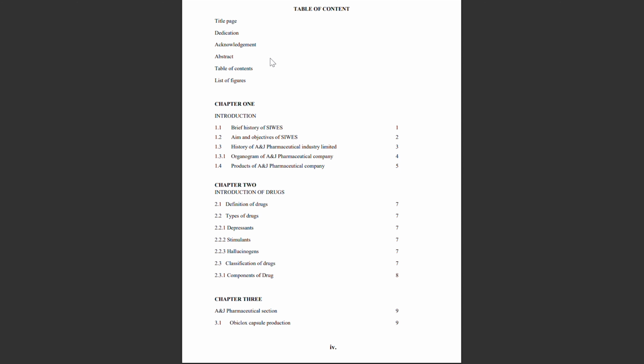Now, if you look here, you begin to see your title page, your dedication, acknowledgement, abstract, table of content. Now, in all your preliminaries, you don't give them numbers 1, 2. When you want to assign pages to them, you give them Roman numerals. So, this is chapter 1.